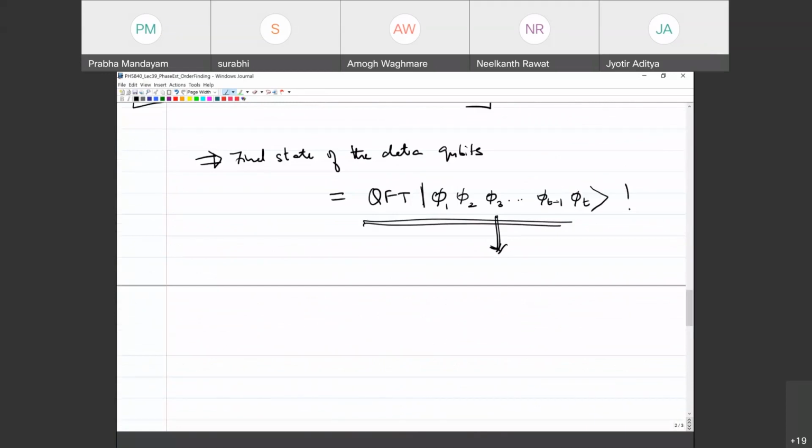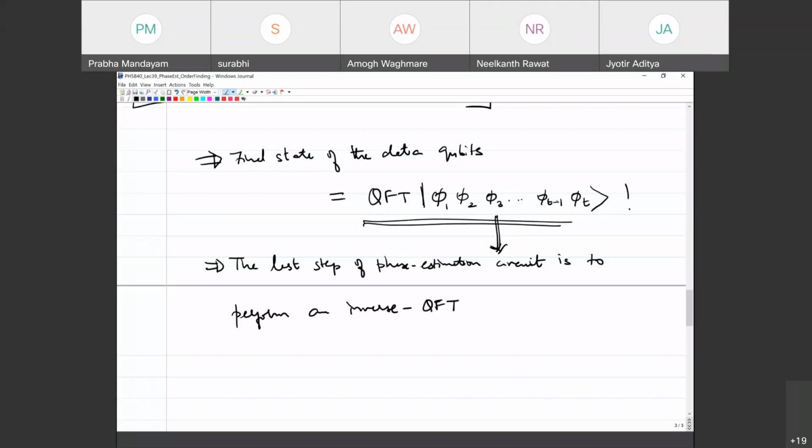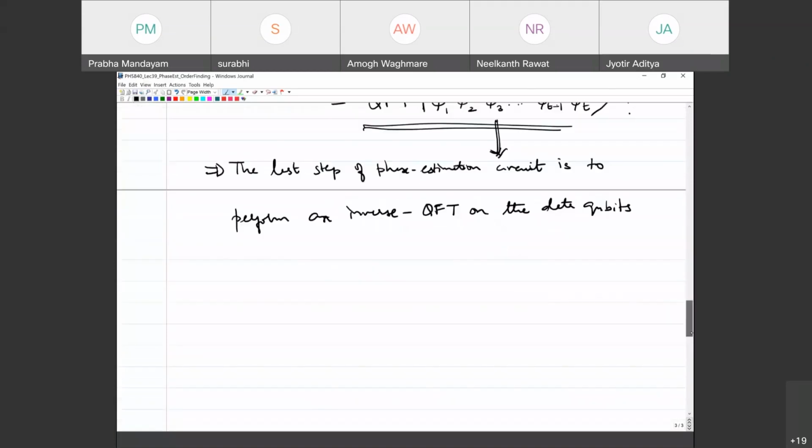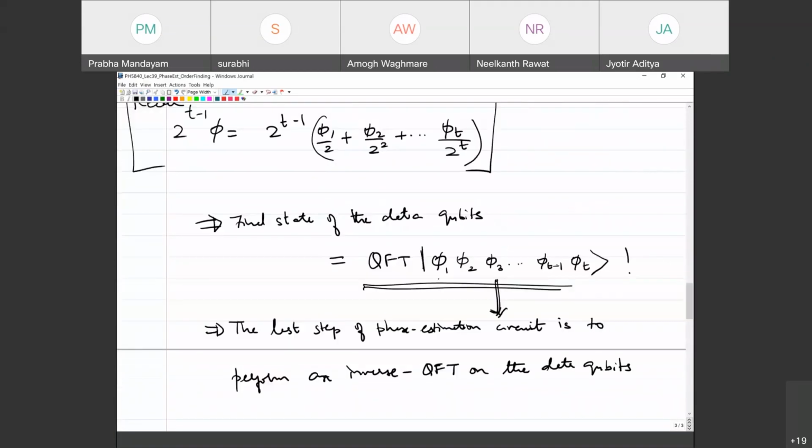So the last step of the phase estimation procedure, or let me say the phase estimation circuit, is to perform an inverse Fourier transform. So you perform an inverse QFT on the data qubits. That will get you to this state, which is ket φ_1, ket φ_2, etc., ket φ_t. And then, of course, you do a measurement.